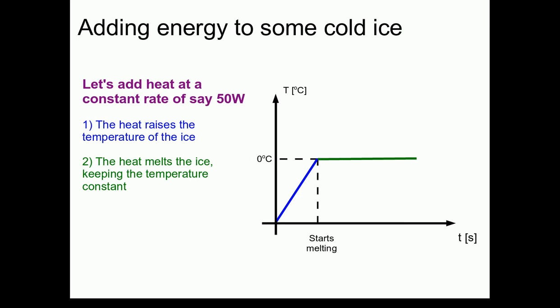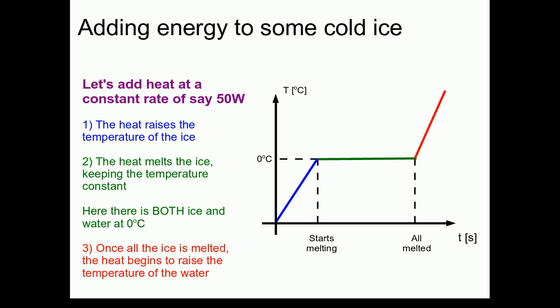The additional heat, 50 watts at this point, does not change the temperature from 0 degrees Celsius. Instead, the temperature remains constant at 0 degrees Celsius. During this interval, we have both ice and water at 0 degrees Celsius. We can turn this statement on its head and say, we know that if we have both ice and water, we know the temperature is 0 degrees Celsius. Once all the water has melted, we continue to add energy, and now the energy goes into raising the temperature of the water.